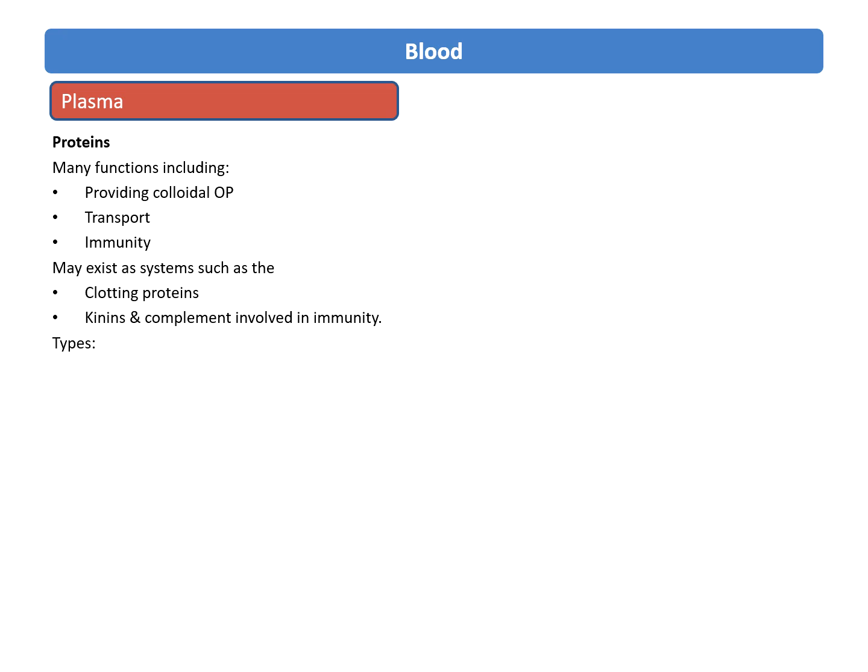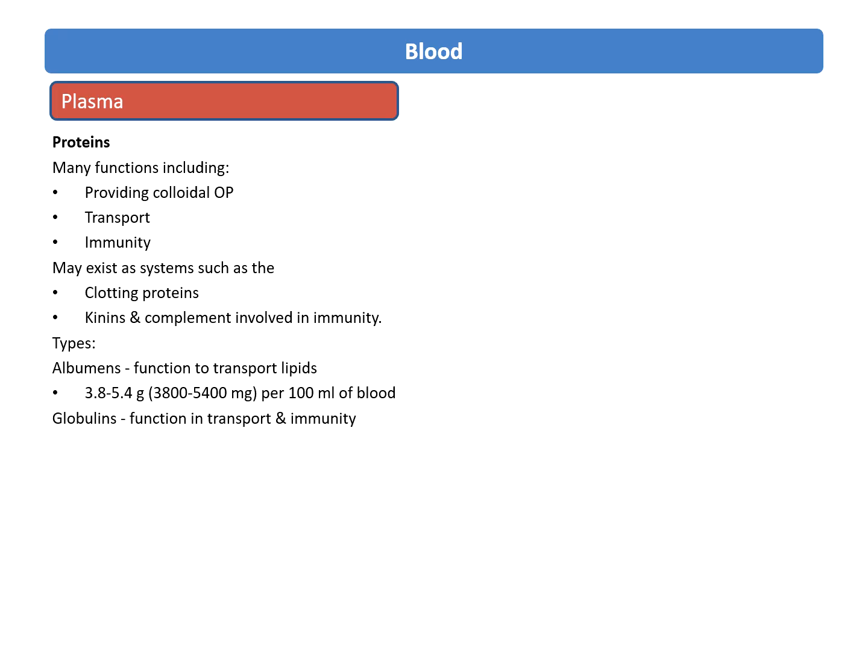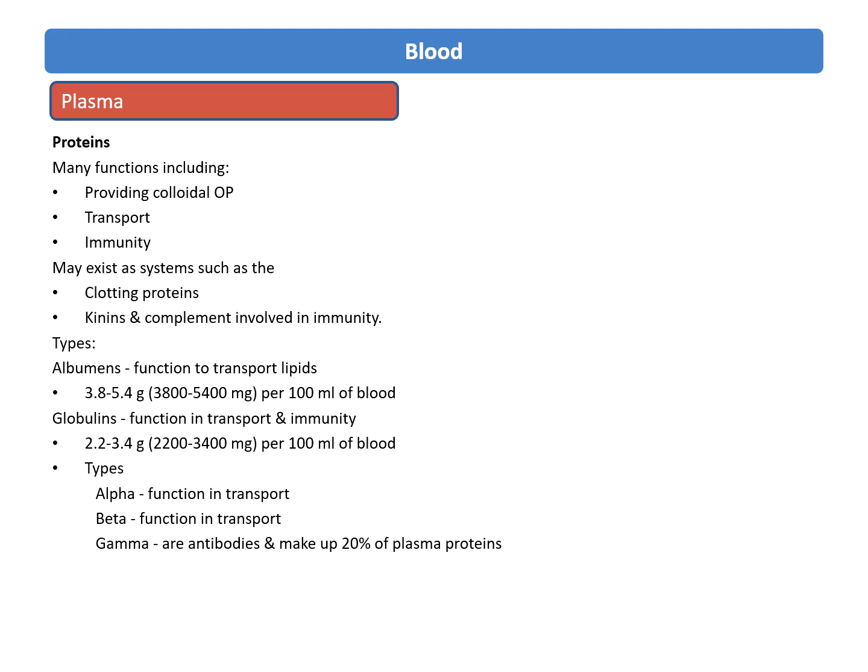The types of proteins include albumins. They function to transport lipids mainly. 3.8 to 5.4 grams per 100 milliliters of blood is a normal range. Globulins, these function in transport and immunity. They make up roughly 2.2 to 3.4 grams per 100 milliliters of blood. Notice that measurements in terms of 100 milliliters is a convenient way to designate quantities in the blood.